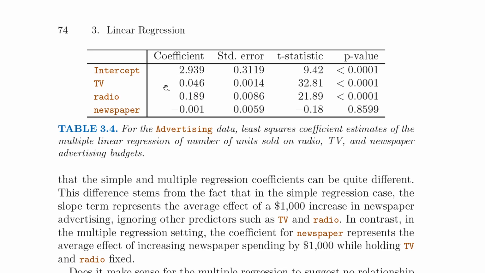TV, for every $1,000 of TV advertising budget, you're expecting to increase sales by 46 units. I'm just moving the decimal point 3 times forward. And the model also suggests that for every $1,000 of radio advertising, you're expecting sales to increase by 189 units.